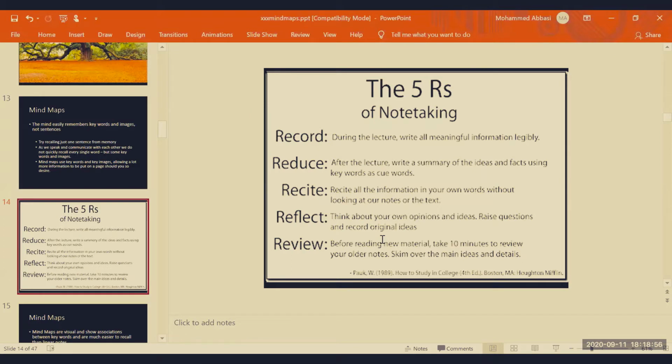You're reducing that time, and you're putting the information on a piece of paper in the way that you feel comfortable with. Just the main points. Use color. So for example, reduce. After the lecture, you write a summary of the ideas and facts using those as clues. So I guess the first and the second, record and reduce, you kind of reduce it as you are growing the mind map, reducing them to keywords, key images.